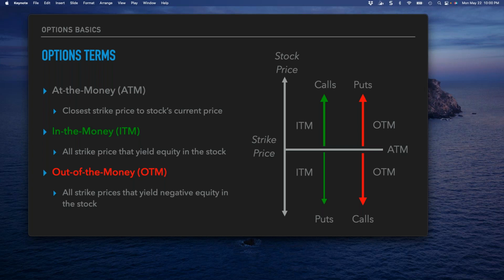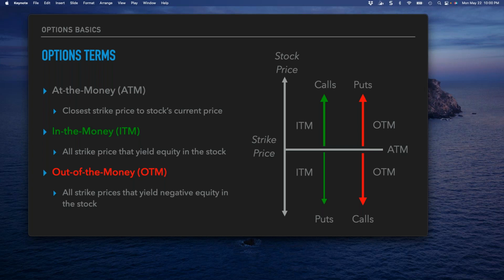The graph that I've listed on this slide gives you a visual cue for some of the concepts that we've just talked about. For calls, any strike price, and this is true whether you're an option buyer or a seller, for calls, any strike price that is higher than the stock's current price is out of the money. And any strike price that is lower than the stock's current price is in the money. For puts, any strike price that is lower than the stock's current price is out of the money, while any strike price higher than the stock's current price is in the money.